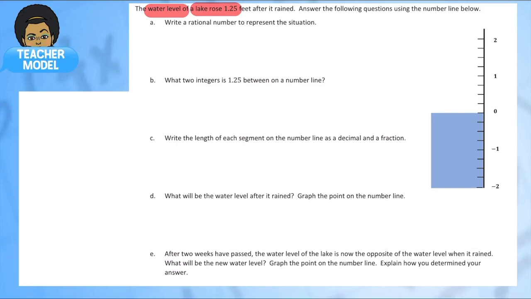And what we're going to do is answer the following questions based on our vertical number line here on the bottom, on the right side. All right, let's start off. First, we're going to write a rational number to represent the situation. So how can we represent 1 and 25 hundredths? And it rose. So in that context, in relation to 0, what does that mean? It would be a positive or a negative. Would it be above the 0 or below the 0? Well, it would be above.